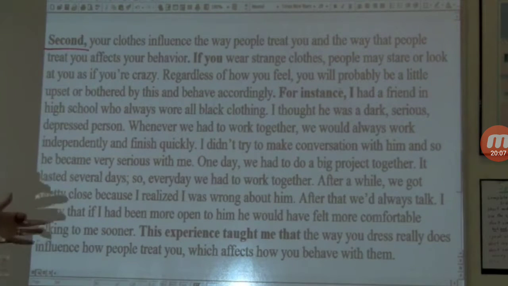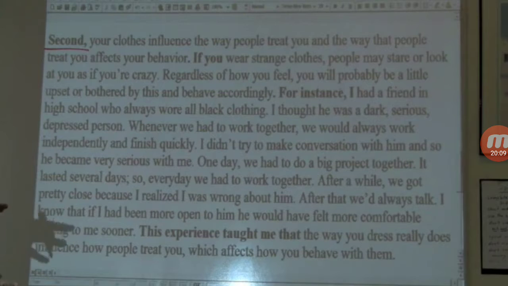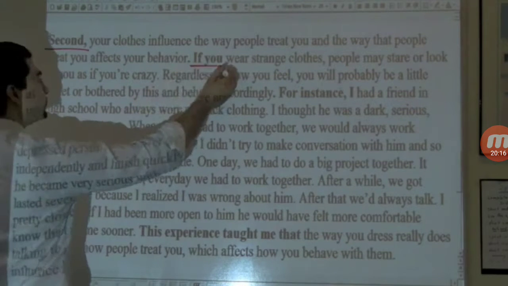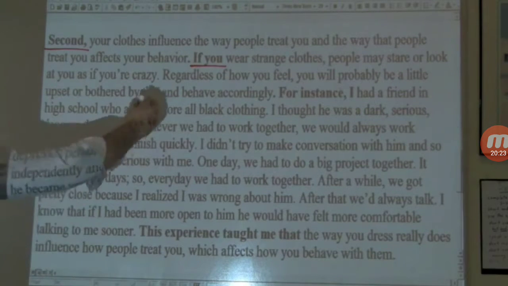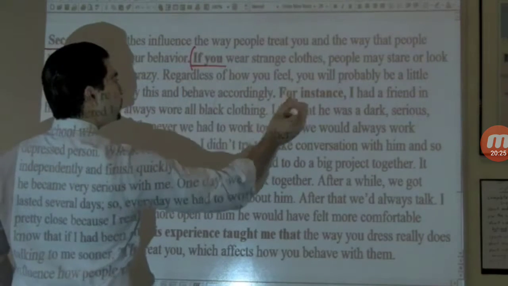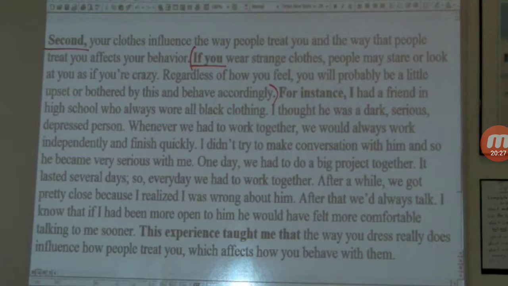Second, one sentence reason, very clear. Your clothes influence the way people treat you, and the way that people treat you affects your behavior. Then I have an "if you" sentence, which is just like "when you," in the sense that it goes general and explains the concept. Remember, if you can't do it comfortably, ignore it, skip it, because it's a waste of time.